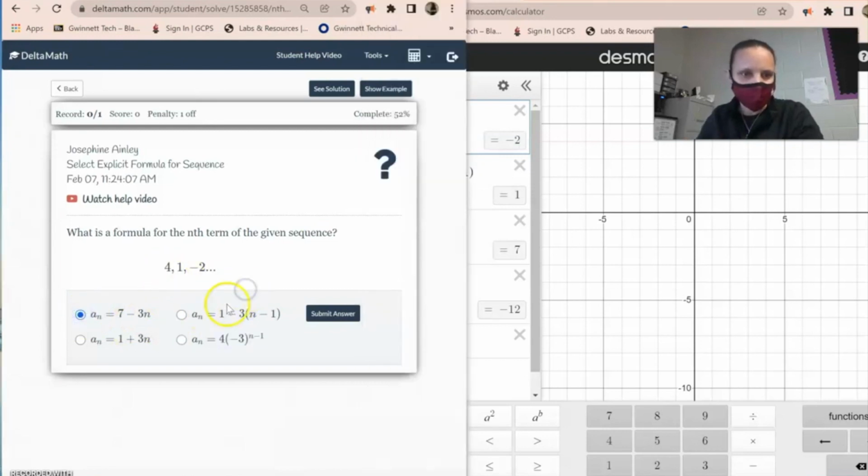I'm tripping. So remember, n is just the number of terms. So this is the first one, the second one, and the third one. When you substitute the first term, do I get 4 as the answer? When I substitute the second one, do I get 1 as the answer? When I put in the third one, do I get negative 2? That's really all that you're doing. And then once you do that, you match it up.